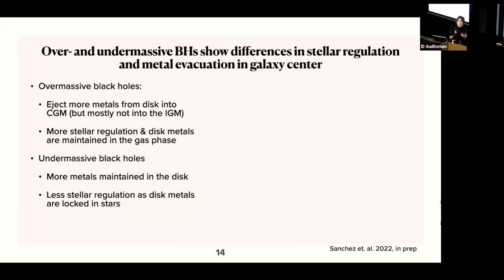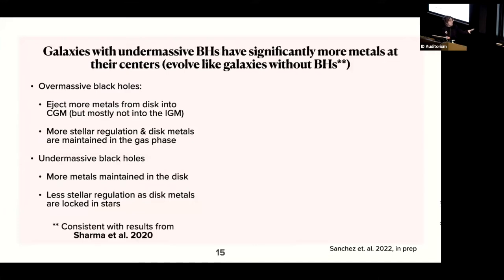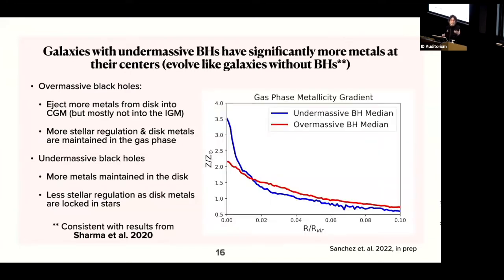And then the opposite is true in the undermassive black hole case, where more metals are being retained in the disk and there's less stellar regulation, so those disk metals end up being locked in stars. And this is consistent with some of the results from Ray Sharma's work in 2020, where he found that galaxies with undermassive black holes, though small caveat, we defined our over and undermassive black holes slightly differently, evolve like galaxies without black holes, which is very similar to what I found in my paper in 2019 as well. And so this is the gas phase metallicity gradient, so the median for the overmassive population and the undermassive black hole population.